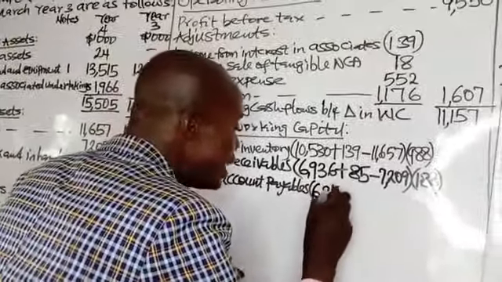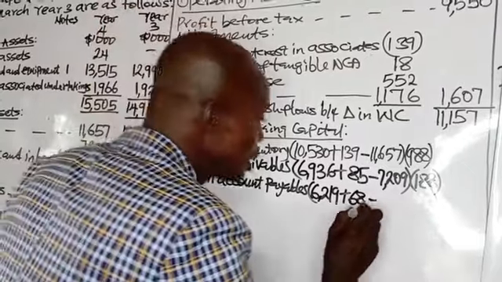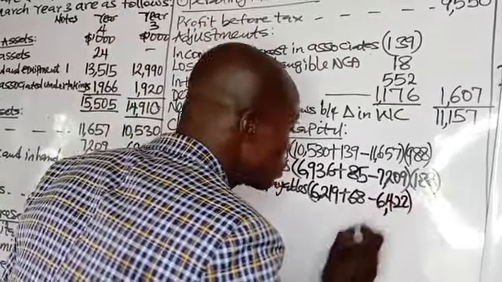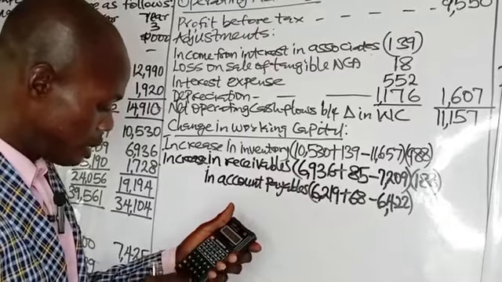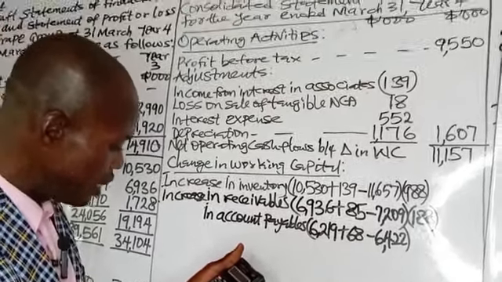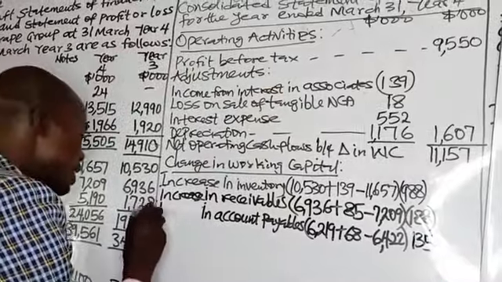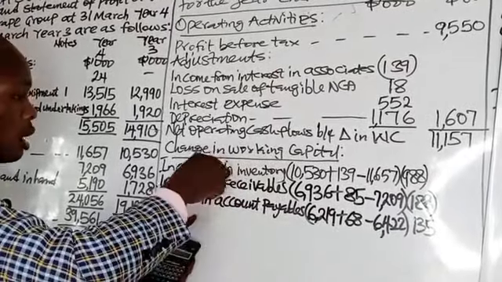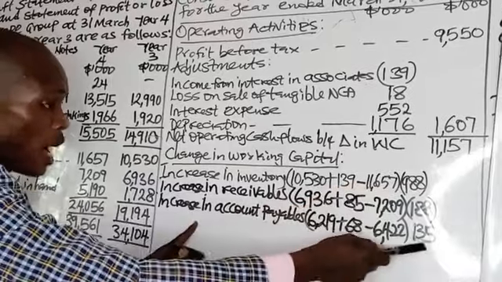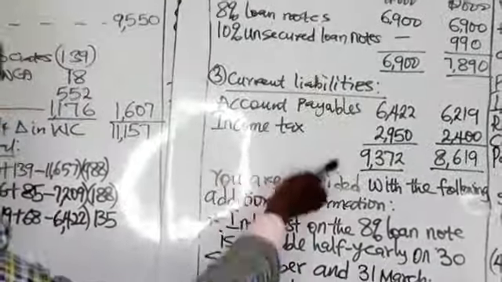So we have 6,219 plus acquisition, which is 68, minus closing, which is 6,422. So we have an increase as well, 135. This is liability. Increase in accounts payable. Remember, liability is opposite of assets. Increase in assets is minus, while increase in liability will be plus. Then, aside from accounts payables, we have income tax. That is the only one. This will be adjusted in tax.